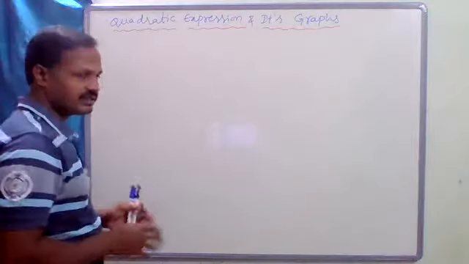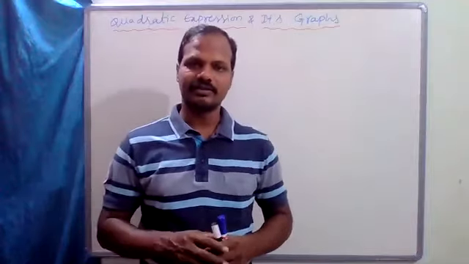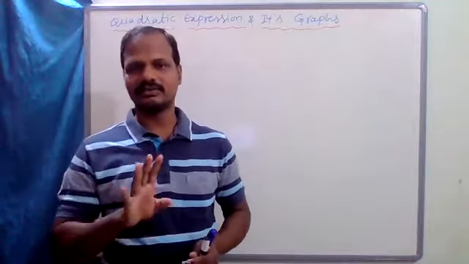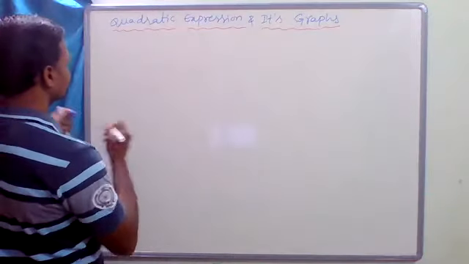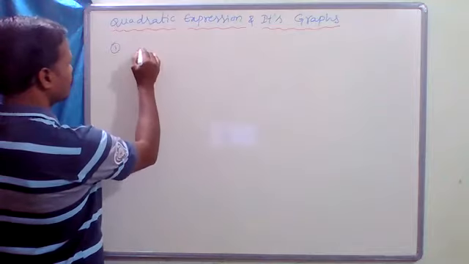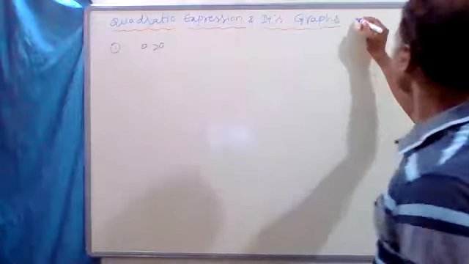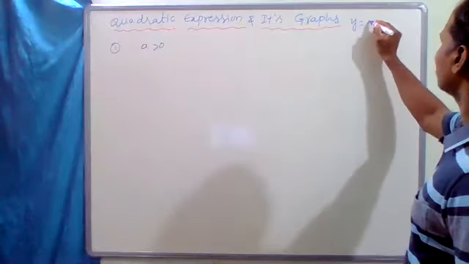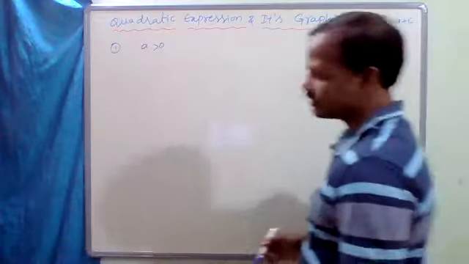Now, the graph of the quadratic expression is categorized into six parts. So there are six different graphs for a given quadratic expression. The first one is a greater than 0. So what is our quadratic expression? It is y equal to ax square plus bx plus c.